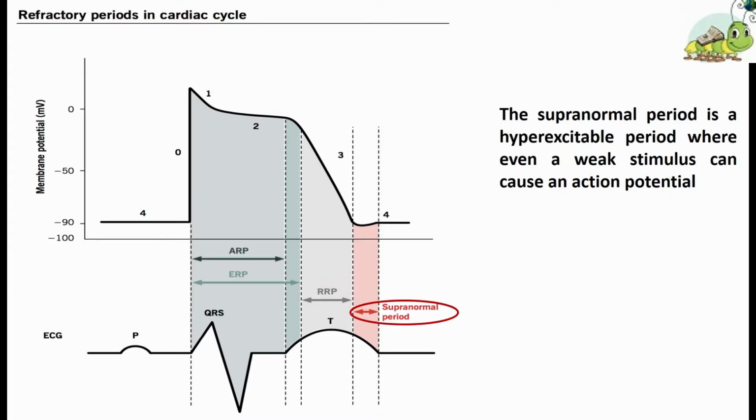Supranormal period: a hyperexcitable period during which a weaker than normal stimulus will depolarize the cells and cause an action potential. Cells in this phase are particularly susceptible to arrhythmias when exposed to an inappropriately timed stimulus, which is why one must synchronize the electrical stimulus during cardioversion to prevent inducing ventricular fibrillation.